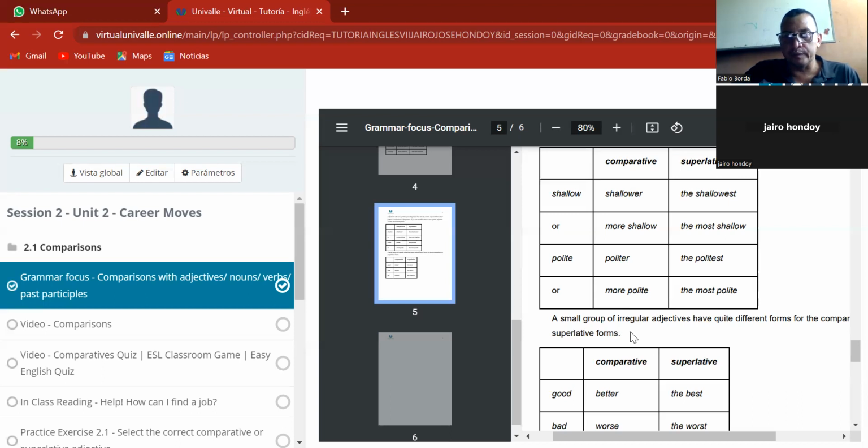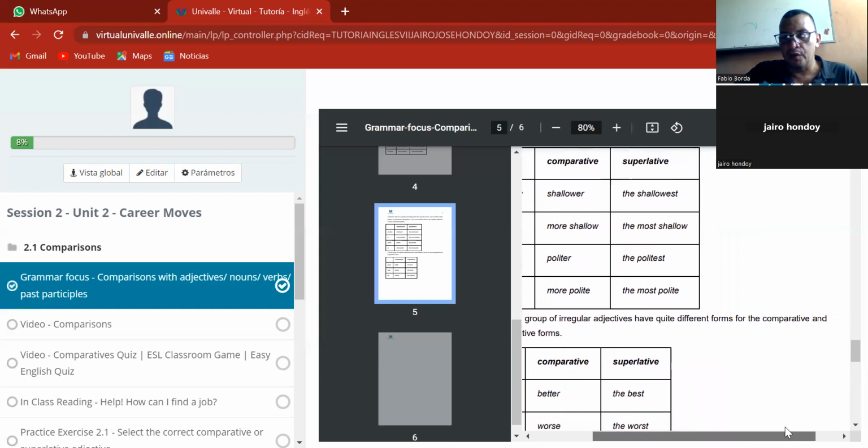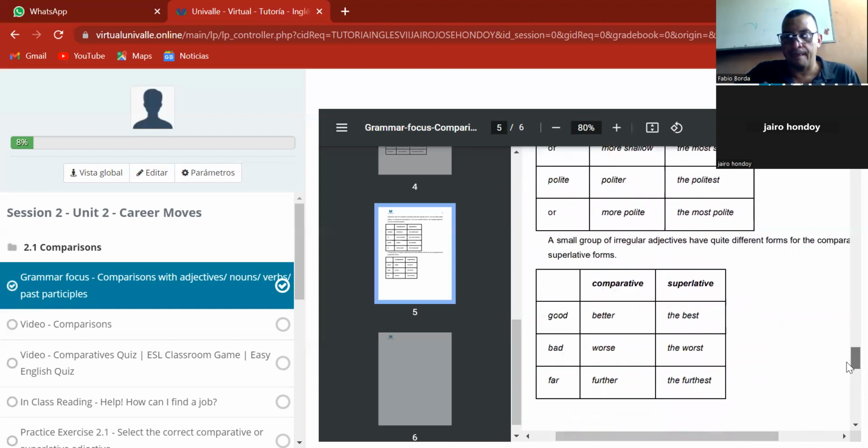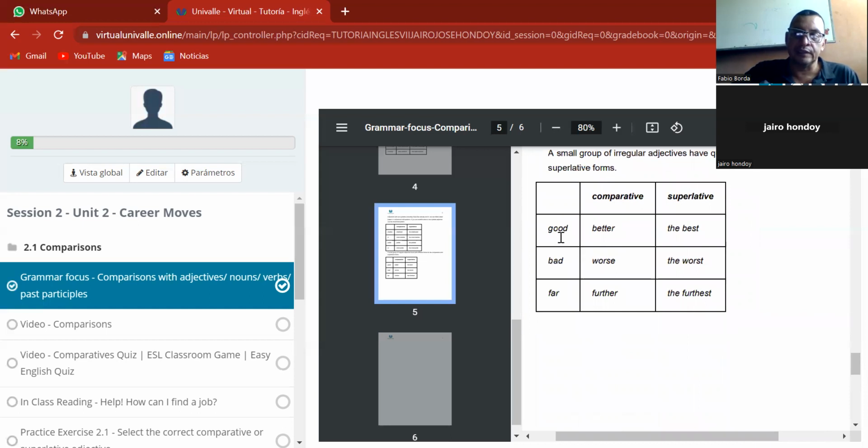A small group of irregular adjectives have quite different forms for the comparative and superlative. In this case, we have good. This changes everything. Good changes to better in the comparative and the best. This is a way to say a comparative and a superlative in a different way.